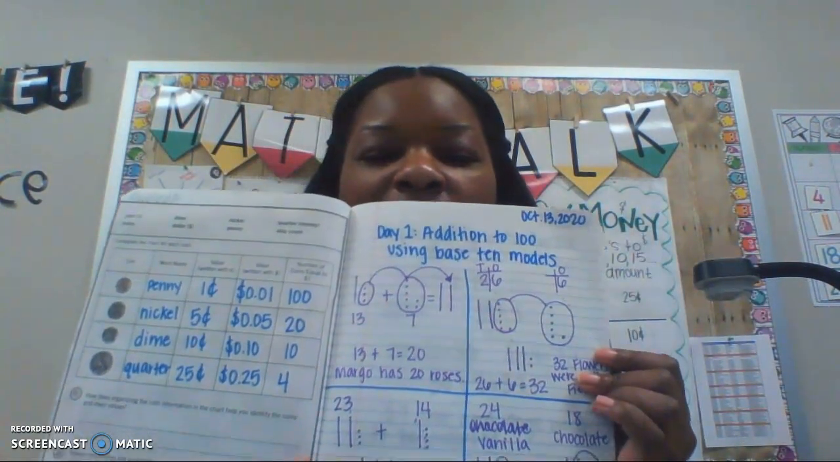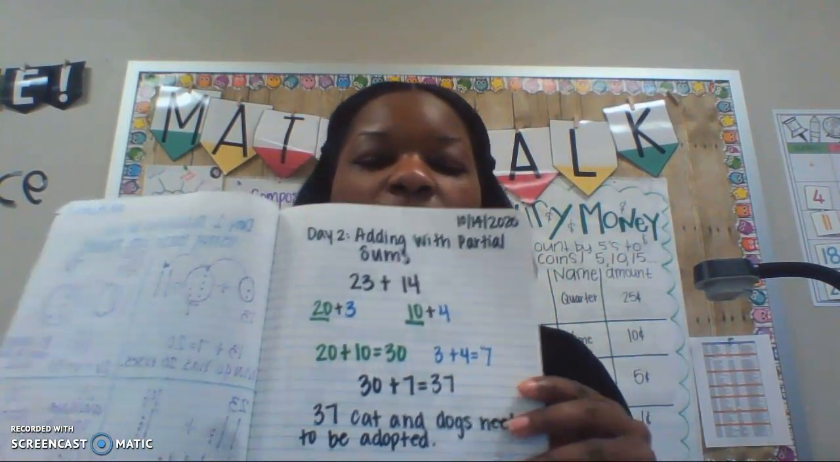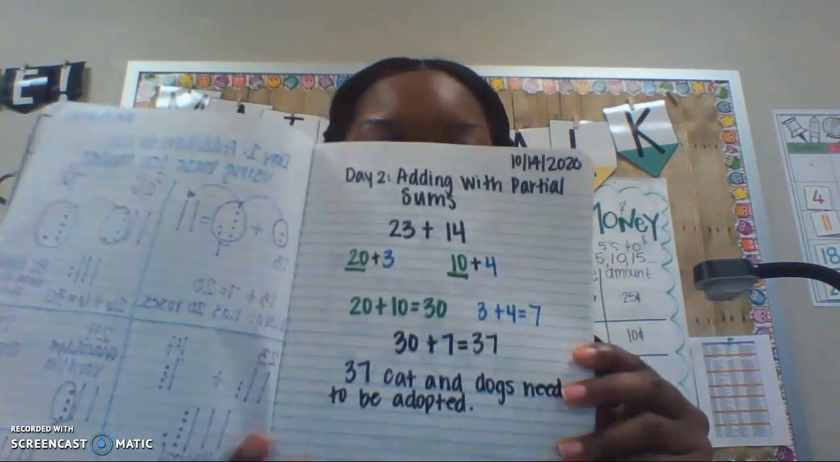So for today's math lesson, you're going to complete the math Nearpod lesson in Google Classroom. And remember, you can use your math notebook. So you're going to refer back to your notes that you took last week for day 1 of addition to 100 using base 10 model. You're going to refer back to your notes for day 2, adding with partial sums, to help you solve the word problems in today's Nearpod lesson. Please don't forget to make sure that you're answering all the questions completely and showing your work.